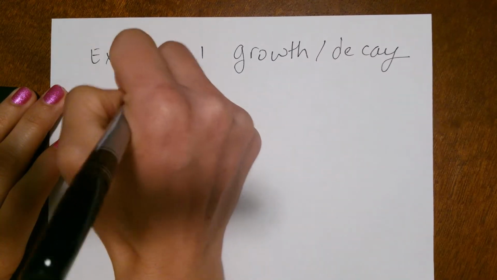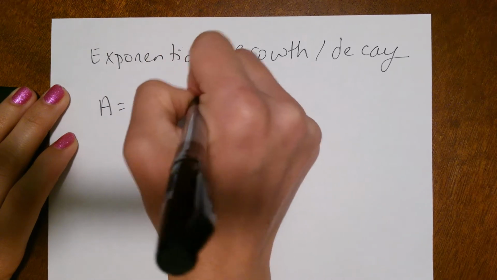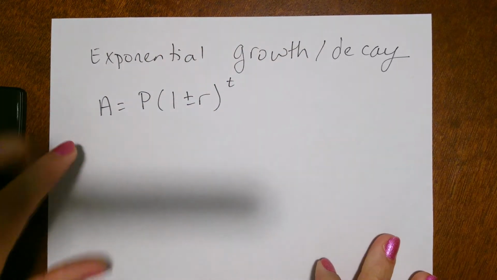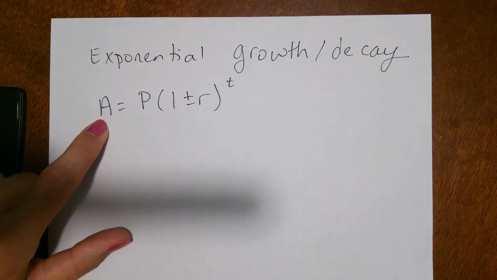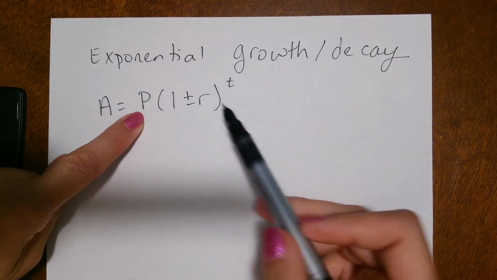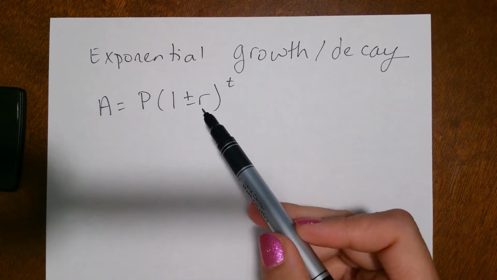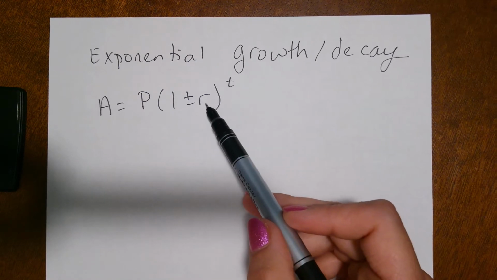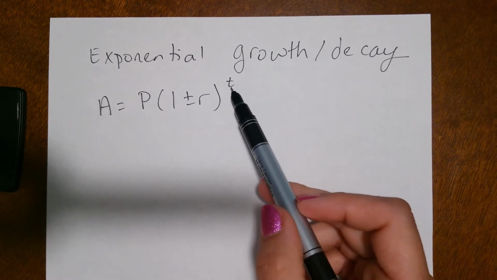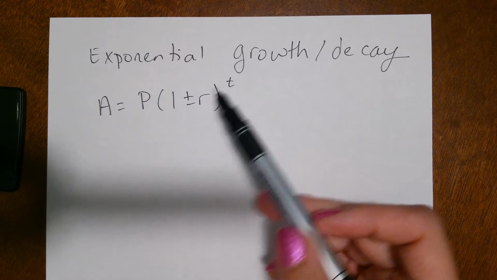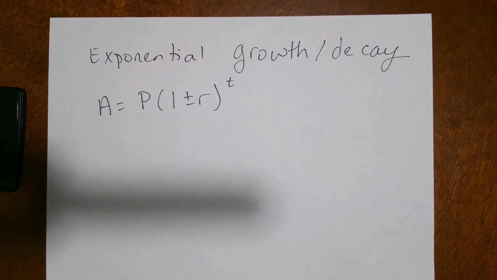There is a formula. We have A equals P times (1 plus or minus R) to the power of T. A is the value that you end up with, P is the value that you start with, R is your rate as a decimal or a fraction, not a percent, and T is the length of time in terms of the time relevant to your problem.